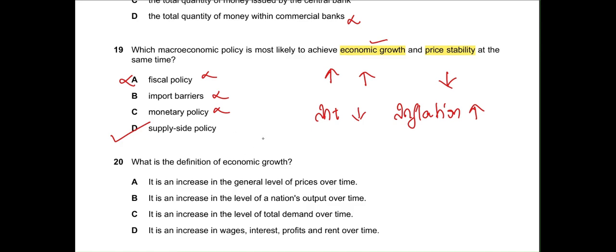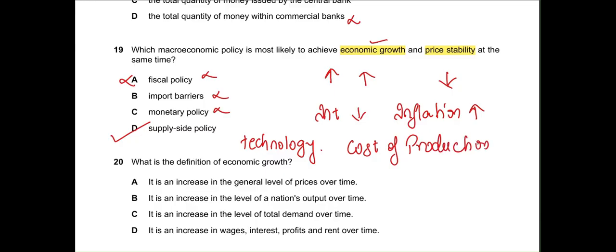Why option D? Because it's supply side policy. One example of a supply side policy would be technological development. Because of some kind of technology, my productivity increases, or I would say my cost of production decreased. Because my cost of production decreased, my productivity increased, and at the same time the price didn't increase. So that's the reason I would say D is the right answer.